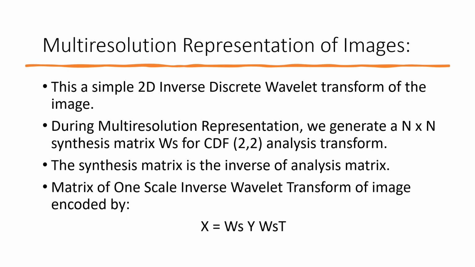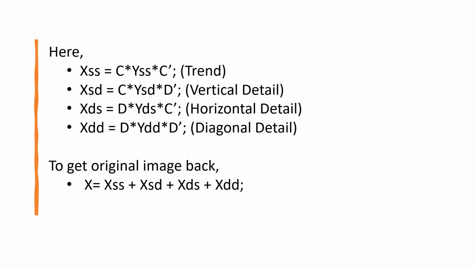Next we are going to calculate the multiple resolution of an image. In multi-resolution of an image, we are going to simply calculate the 2D inverse discrete wavelet transform. In the 2D inverse discrete wavelet transform, we are going to use the synthesis matrix. By having the output Y, we are going to calculate the original image X. This is done by X equal to WS into YS transpose. Here similarly we are going to get four components of X: XSS, XSD, XDS, XDD, each representing trend, vertical detail, horizontal detail and diagonal detail respectively.